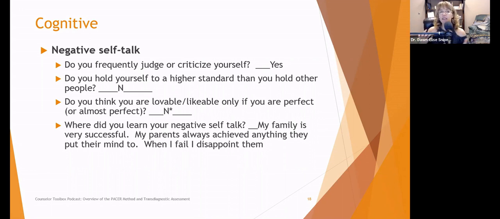So I'm hearing a lot of extreme thinking and a lot of mind reading. She's assuming she's going to disappoint them. She's assuming she knows what's going to happen with her grades. She's assuming already that she's going to fail. There's a lot of assumptions that are being made here.